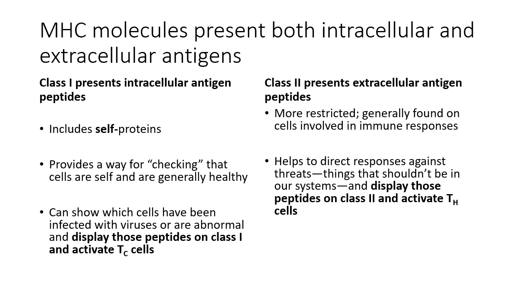Okay, because I'm trying to drill this into your heads very, very thoroughly. MHC class 1 presents intracellular antigen and peptides. This comes from within the cell and it includes self-proteins. This is a way of checking to make sure that cells are generally safe and healthy and belong to the organism. For us, that would mean you, your body. It can show which cells have been infected with viruses and are abnormal, or it can also show tumor cells that have become cancerous and that are abnormal. Either way, this is an abnormal cell. It's going to display those peptides on MHC class 1 and activate your cytotoxic T cells.